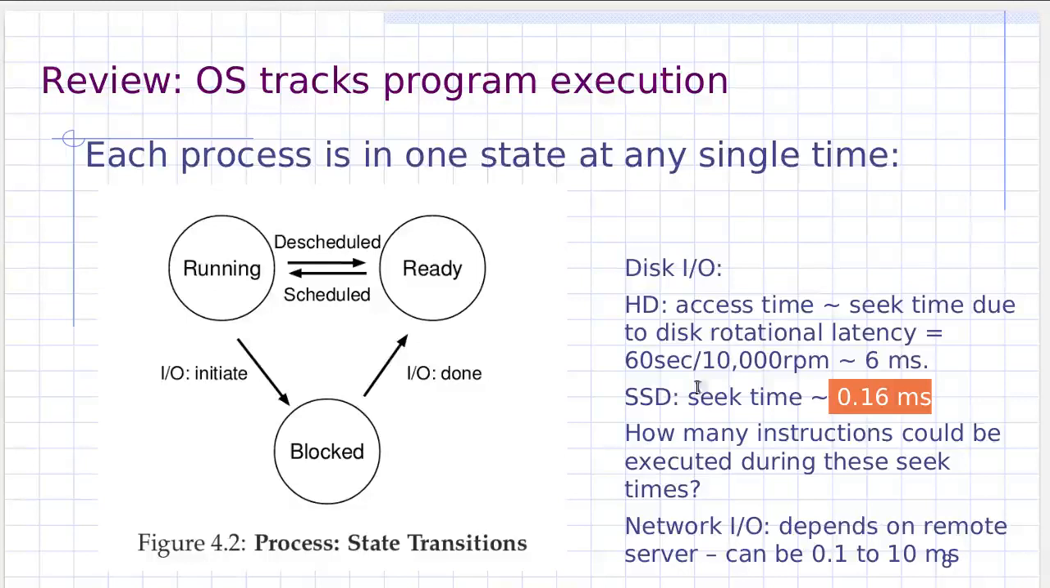Network I/O can similarly be pretty slow. It depends on the server that you're trying to access. You can have a latency of 0.1 to 10 milliseconds, about the same range as disk access. So if you're trying to access something on the network, the same thing happens. That's network I/O, and then you get blocked. When the data is ready, you get unblocked and put into ready, so that when whatever process is executing is done, you get a chance to run again. Okay.